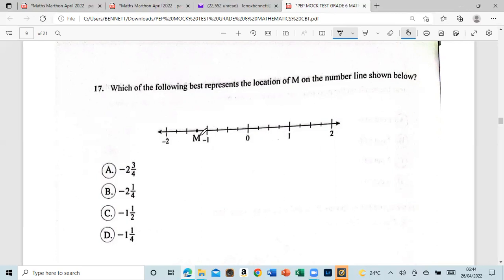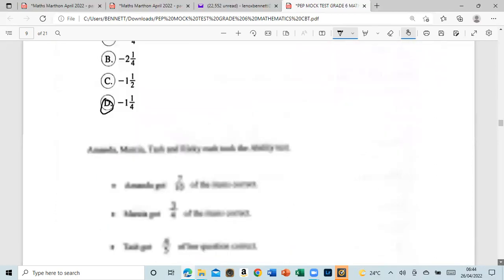But now we are going to 2, so we are at 1. This point M would be 1 1/4. So it's 1 1/4 right here, so it's a quarter here. Remember, it's a quarter, then half, then 3/4, and then 1. So it should be very simple for you guys. So number 7.